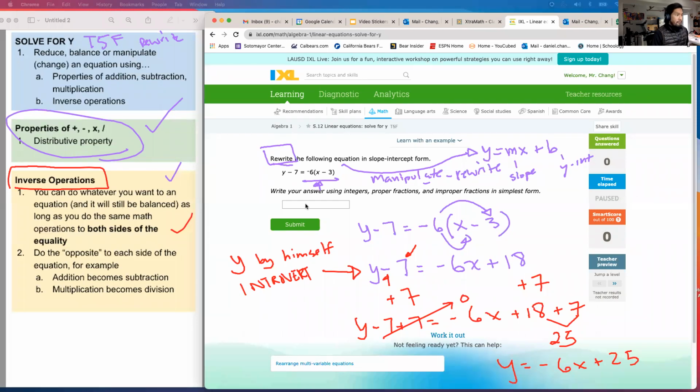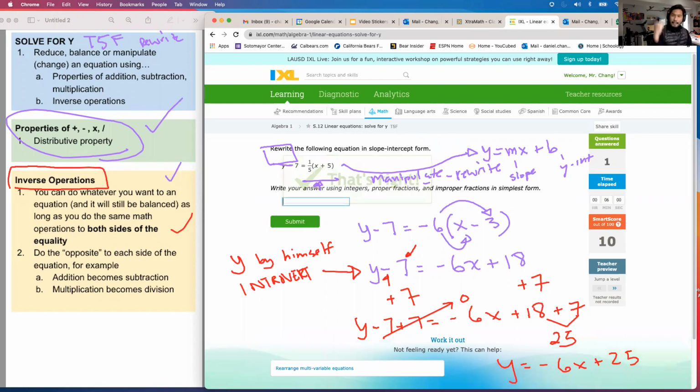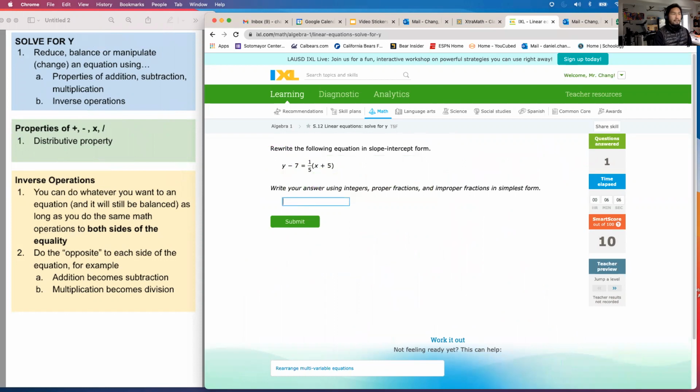How am I doing for time? 4 minutes, not bad. y equals -6x plus 25. Yes. All right. Let's clear all my drawings. Let's go back over here, and let's get back to it.